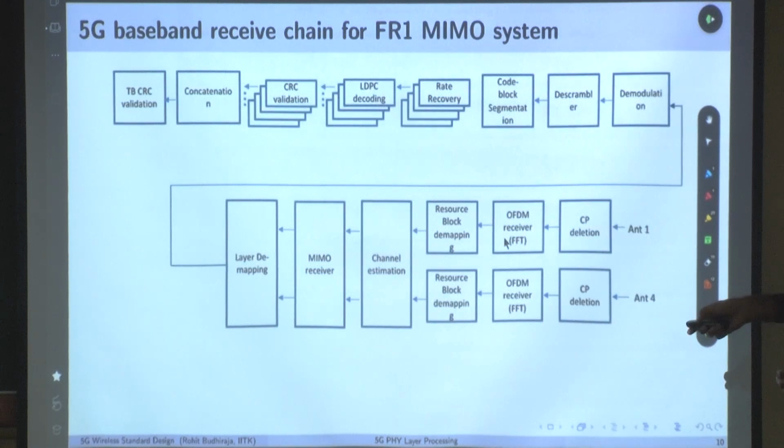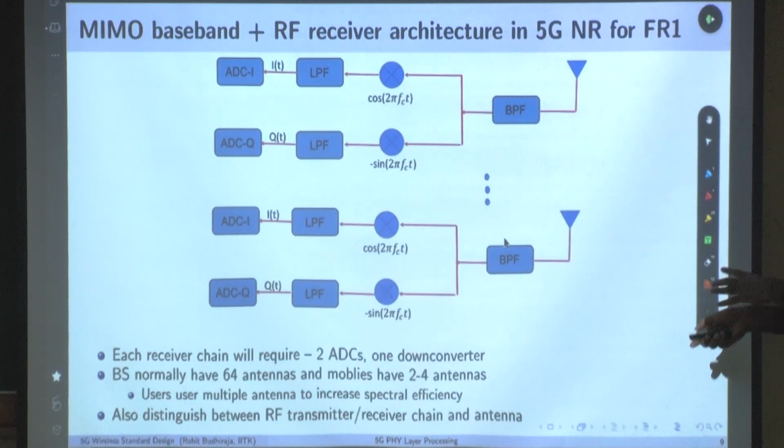So you have to distinguish. I am alerting you to all this. We have seen all this. I am alerting you to these key aspects, which will become different for FR2.